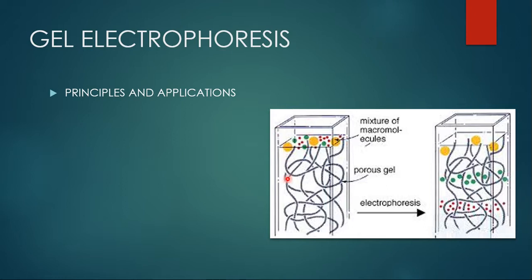Look into this picture. Here is a gel matrix, and in this gel matrix is a mixture of macromolecules. For example, assume these are DNA, RNA, and proteins. After applying the electric field, or electric current, they move according to their size. The larger molecules stay behind and the smaller ones move faster, and the medium-sized ones are between the larger and the smaller. All of these pass through the pores present in the gel.